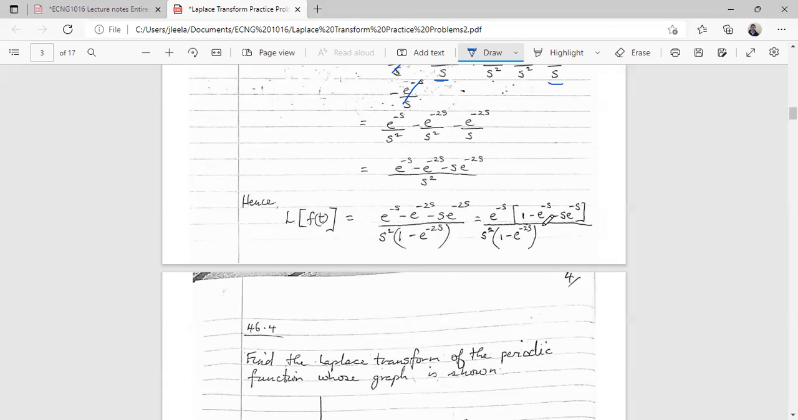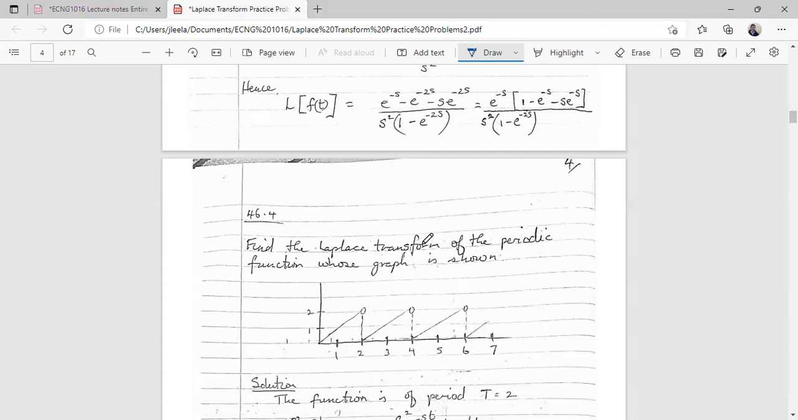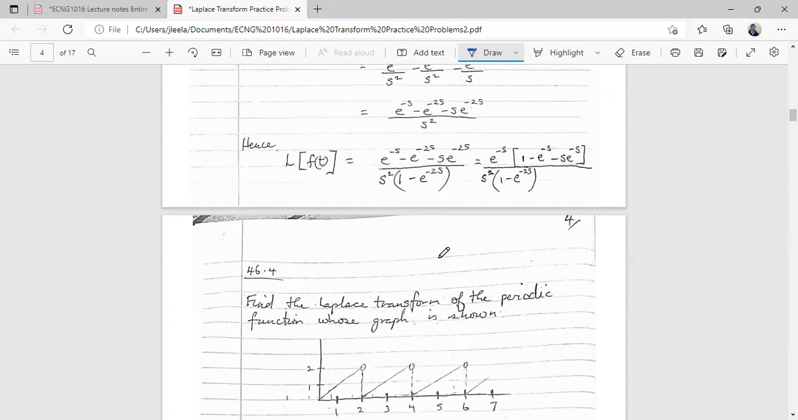If you want, you could further write it like this here. You could factor out e to the minus s, and then you'll have 1 minus e to the minus s. So you could pull out e to the minus s as a common factor if you wish, just for a little more completeness in terms of writing the answer.